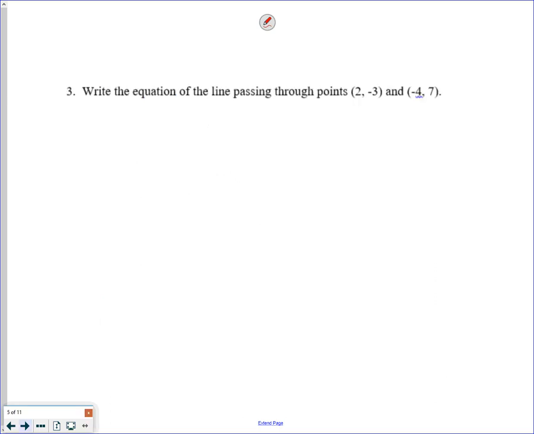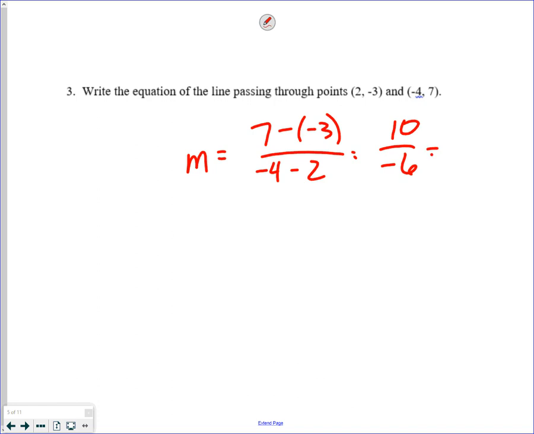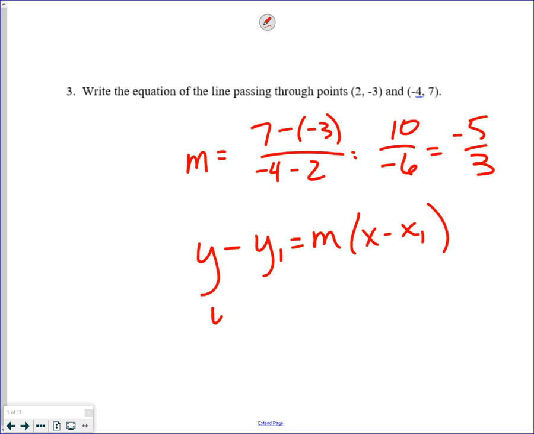Write an equation of the line passing through the points (2, -3) and (-4, 7). With that being said, you got to find the slope first. So y minus y over x minus x, you end up getting 10 over -6, which is -5/3. So there's your slope. Now, using one of those points and the formula, y minus y sub 1 equals slope times x minus x sub 1. So y minus 7 equals -5/3 times x minus a -4. When you minus a negative, you need to make it a positive.